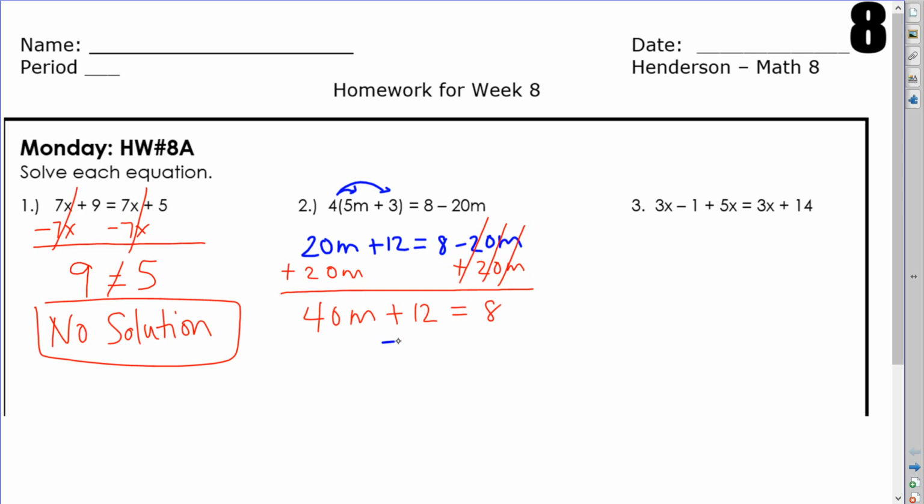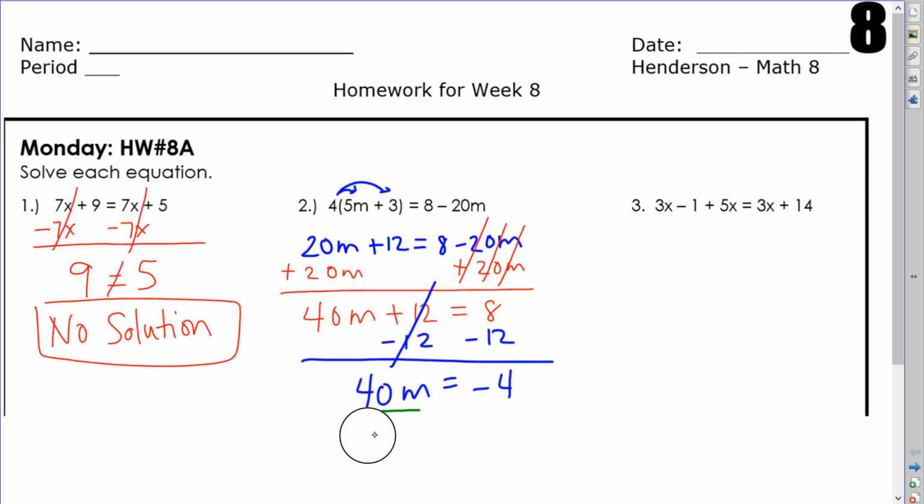So I'm going to subtract 12 from both sides to combine my constants on the right. These are inverses. And 8 minus 12 is negative 4. Clear my coefficient by using the multiplicative inverse, which is dividing by 40.